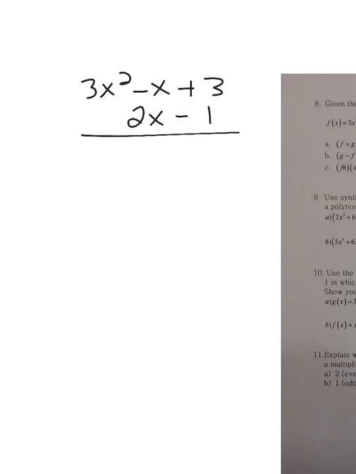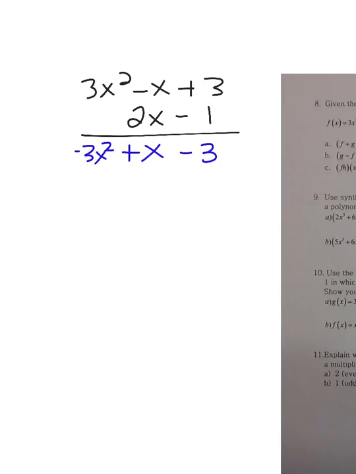So we are multiplying 3x squared minus x plus 3, multiplying that by 2x minus 1. So I have negative 1 times 3 is negative 3. Negative 1 times negative x is positive x. Negative 1 times 3x squared is negative 3x squared.